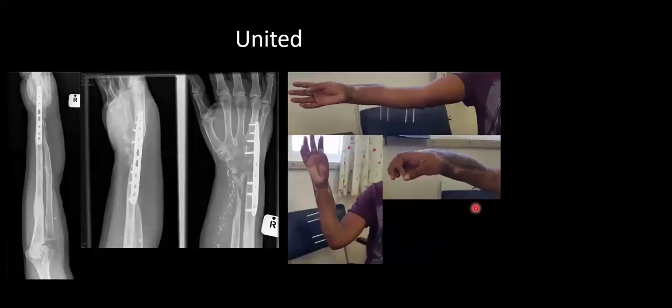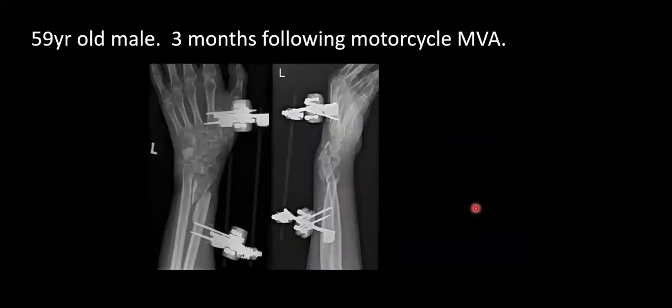And there's the successful fusion with fair function for a sort of devastating problem. Another example along the same line: a patient that spent 3 months in an X-fix with this terrible distal radius fracture with bone loss. If you look at that lateral, there's really only a few flakes of bone.